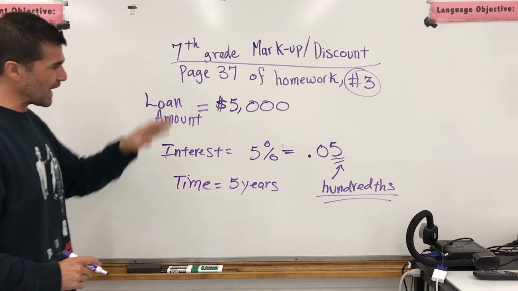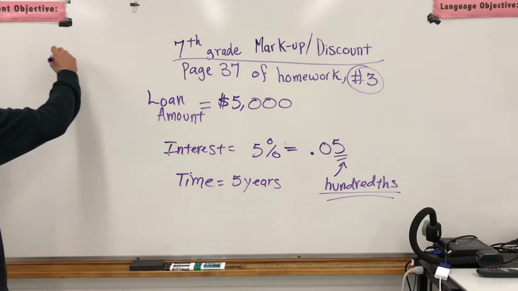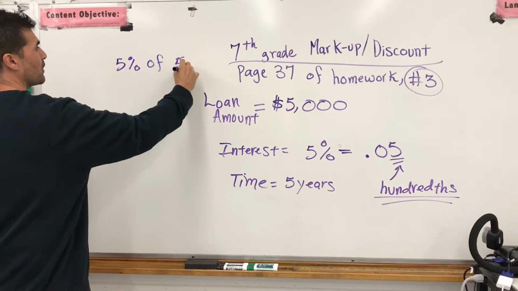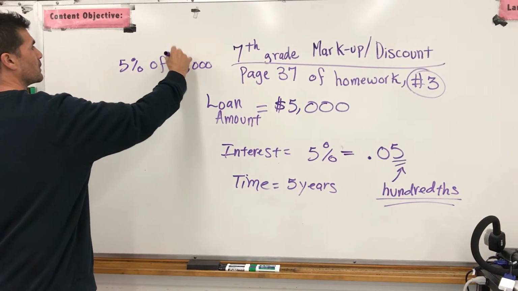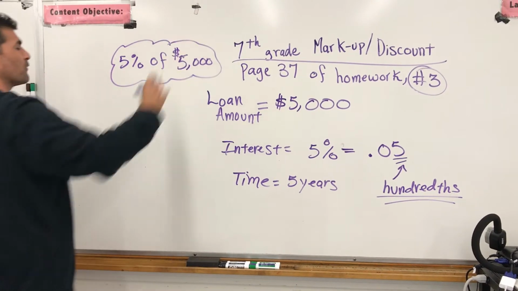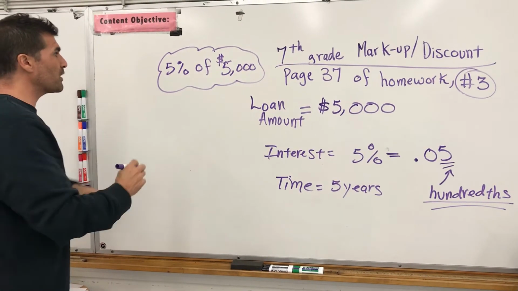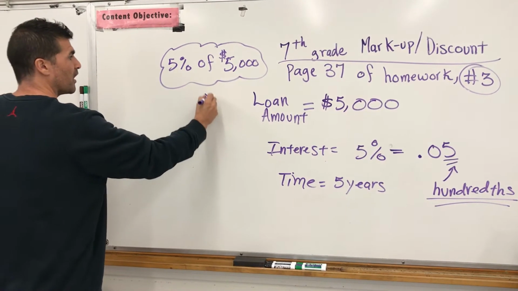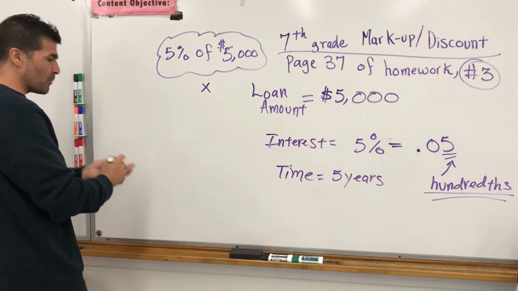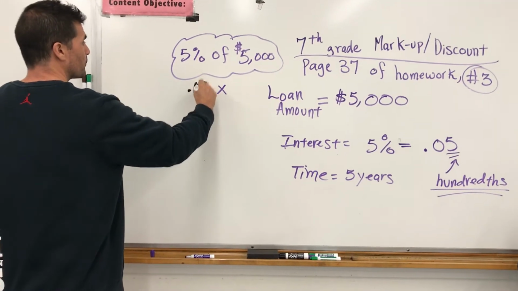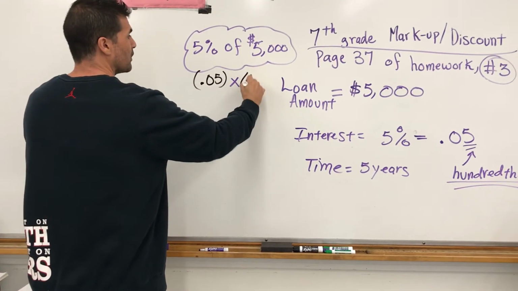So, having said that, we need to take 5% of $5,000. That's what we want to do here. And of course, we need to figure out what 5% of $5,000 is. So what we're going to do is we're going to know that the word of means to multiply. And what we're going to multiply here is 5/100ths by $5,000.